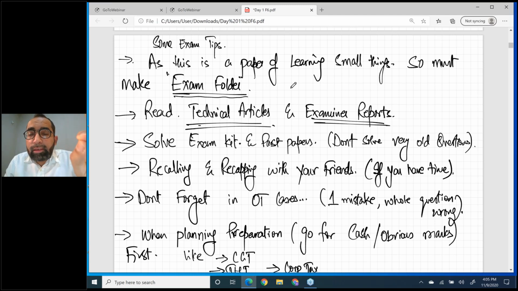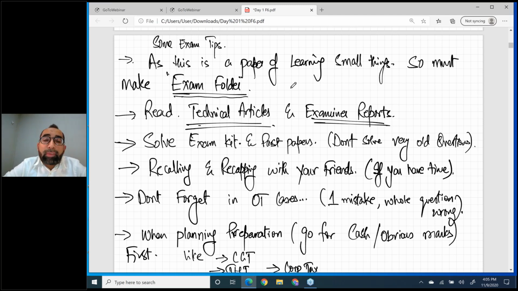And believe me, in the last 15 or 16 years, many of my students maintained this and they got positions, nationwide and even worldwide positions. Even recently, in the last attempt, September 20, my student Khadija Anis scored 89 marks and got the nationwide position, Pakistan top in F6 TX. So I asked that lady, did you maintain an exam folder?